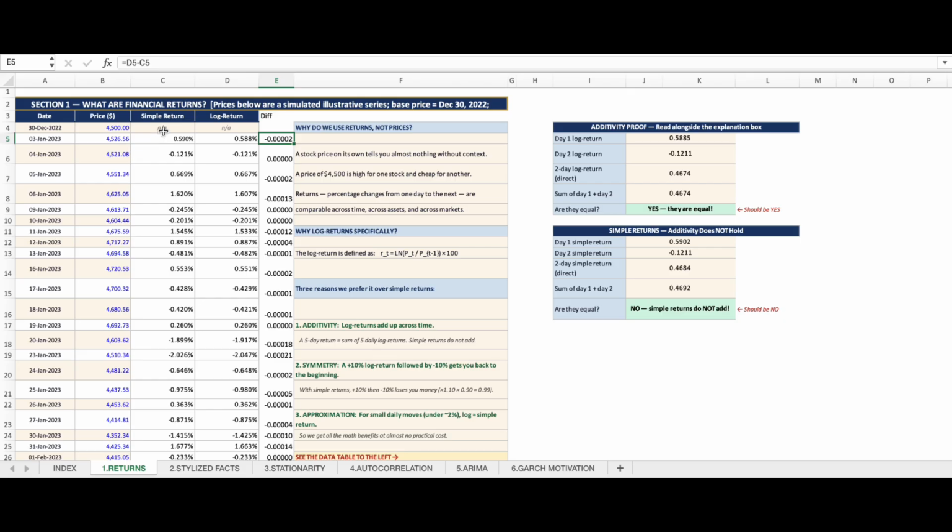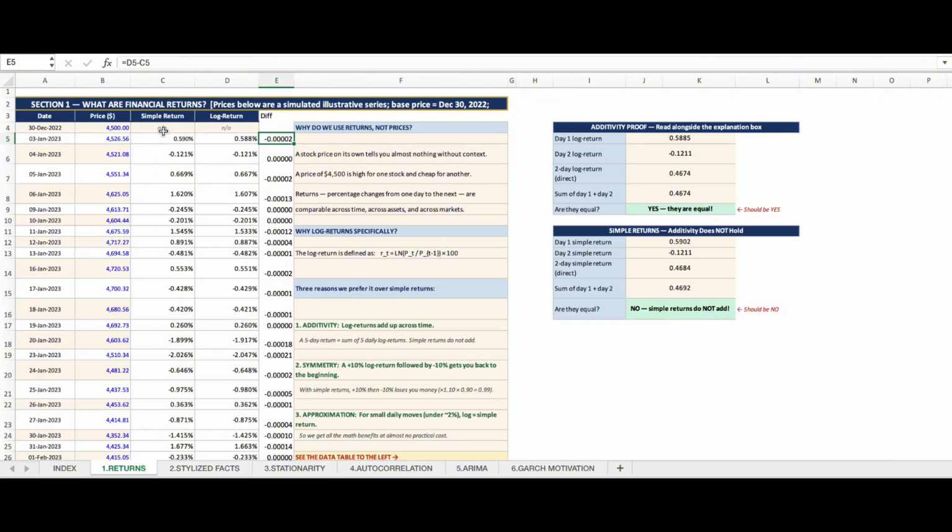So let me ask you something before I explain any of this. Imagine someone tells you a price is $4,500. What does that tell you? Let it be a stock price or index price. It doesn't tell you much. Is that high or low? And what is it compared to? And when do you compare this? So a price on its own without context is almost meaningless for modeling purposes.